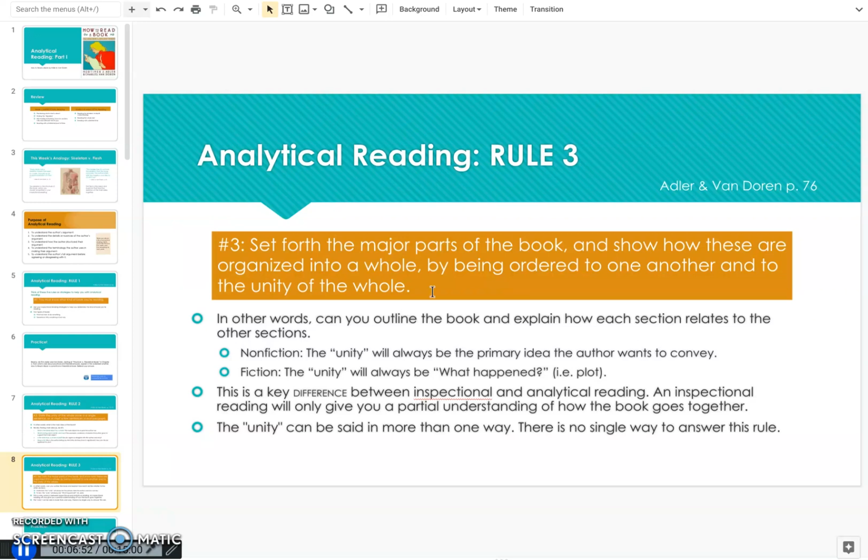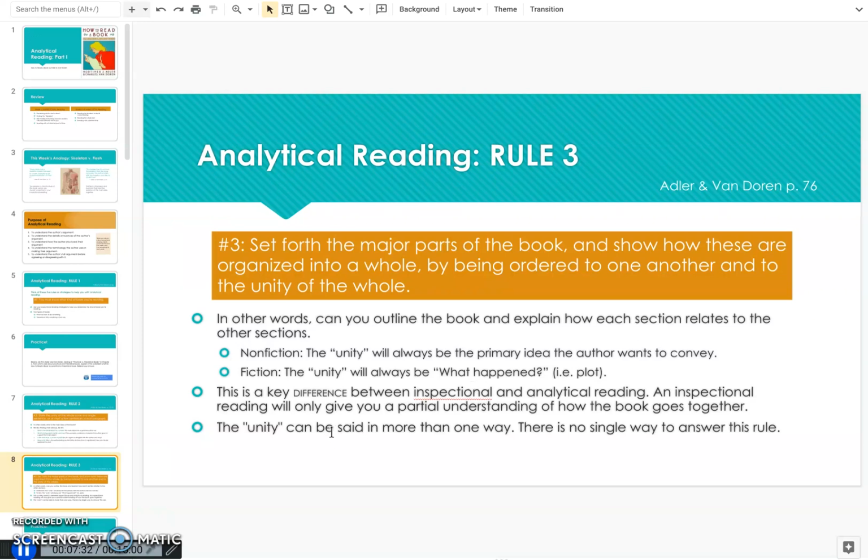Set forth the major parts of the book and show how these are organized into a whole by being ordered to one another and to the unity of the whole. Okay, so to simplify that a little bit, it's basically saying every book or article has a main idea, and the sections of that article or book are all going to relate and tie together to represent the main idea. Okay, that's what's meant by unity. So in a nonfiction article or a book, the unity will always be the primary idea the author wants to convey. If you're reading a work of fiction, the unity will always be what happened. It's going to be the plot of the book.